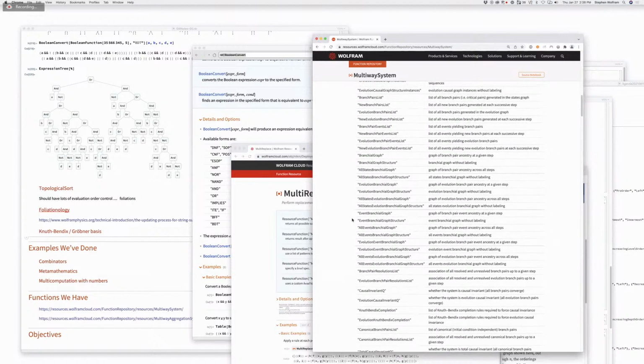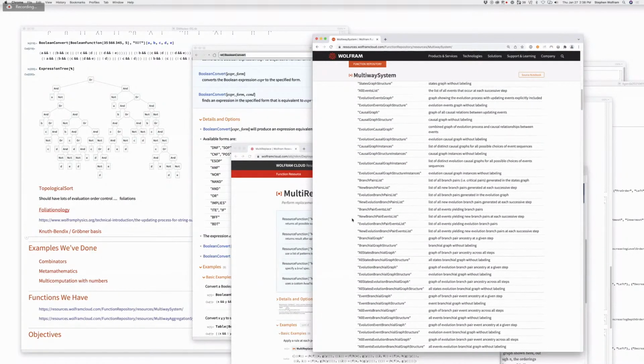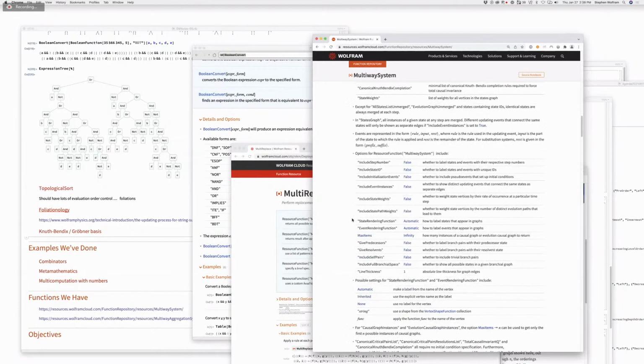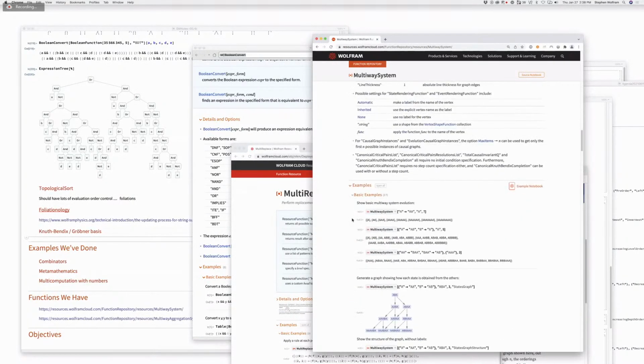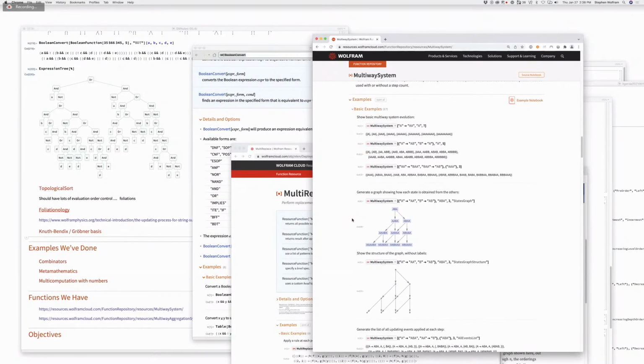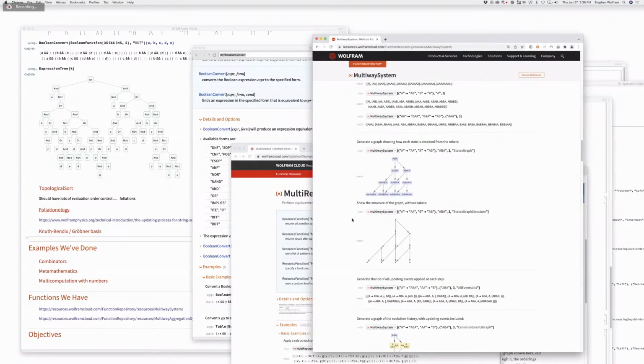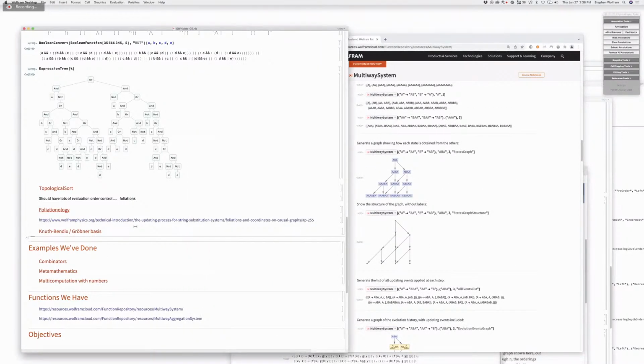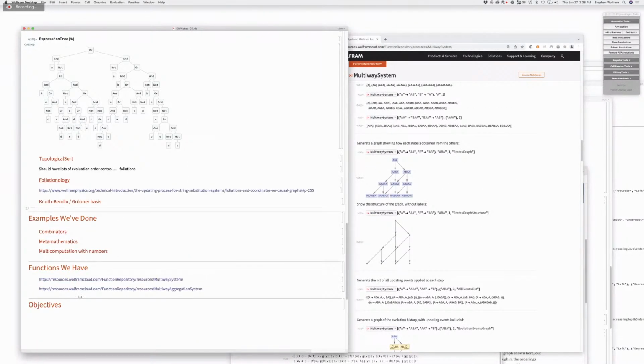And just for people who are not involved with this, the tour of basic things that we have here. There's so much stuff. Okay, so a multi-way system of, let's say, a string multi-way system.